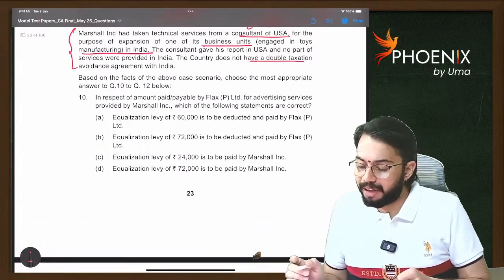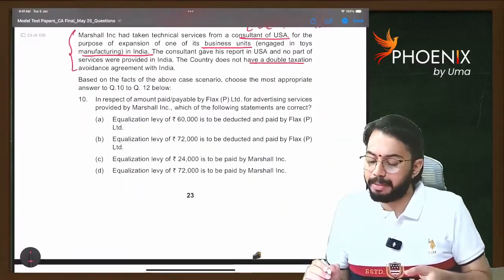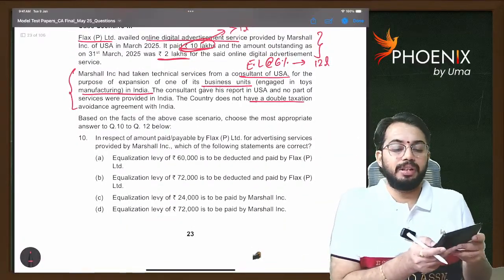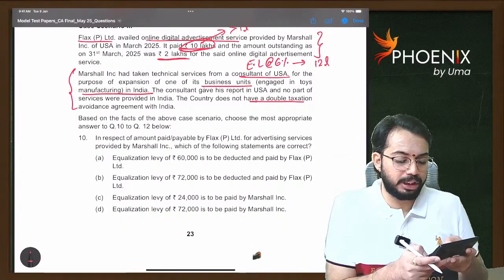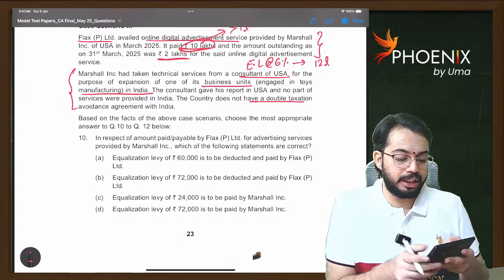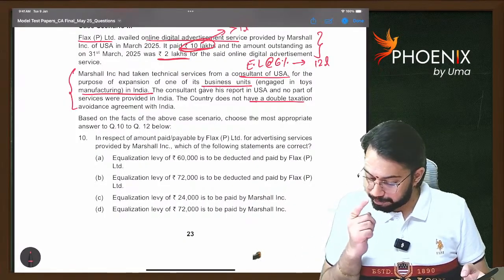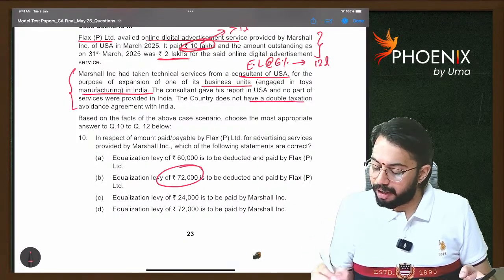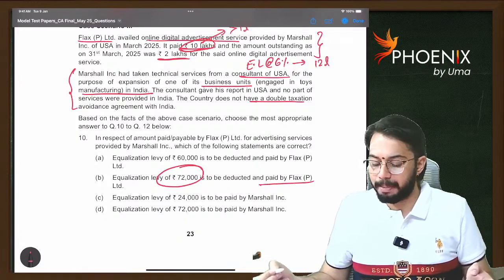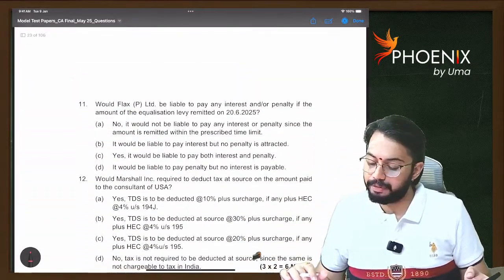So question number 1, whether equalization levy is required to be deducted? Yes. 6% on 12 lakhs. How much? 12 lakh into 6%, 72,000. Equalization levy of 72,000 is to be deducted by Flax Private Limited.